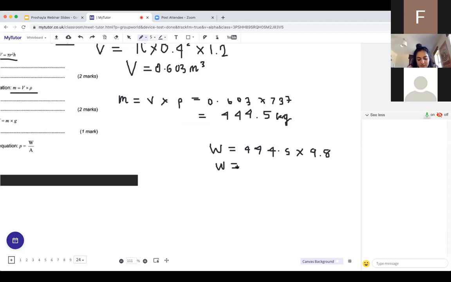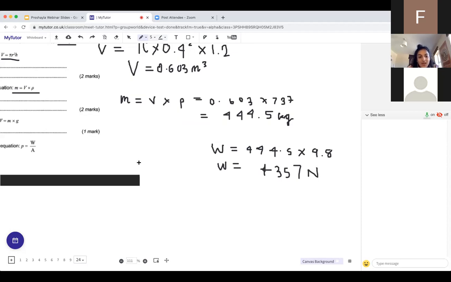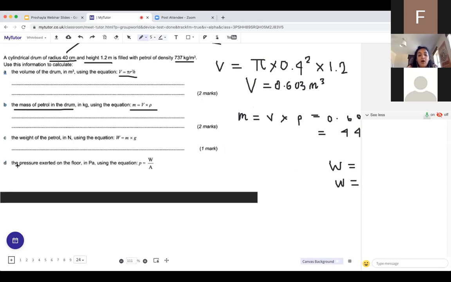So when we times those two numbers together, we get 4,357. Okay, so that's measured in newtons because weight is a force. Force is always measured in newtons. Now we have our weight, we can finally work out our pressure. Now you might see that this is a different equation to what we're used to. It's saying that pressure is W over A. However, all they've done is replaced our normal F, force, with weight, because the force that is acting is actually just weight.